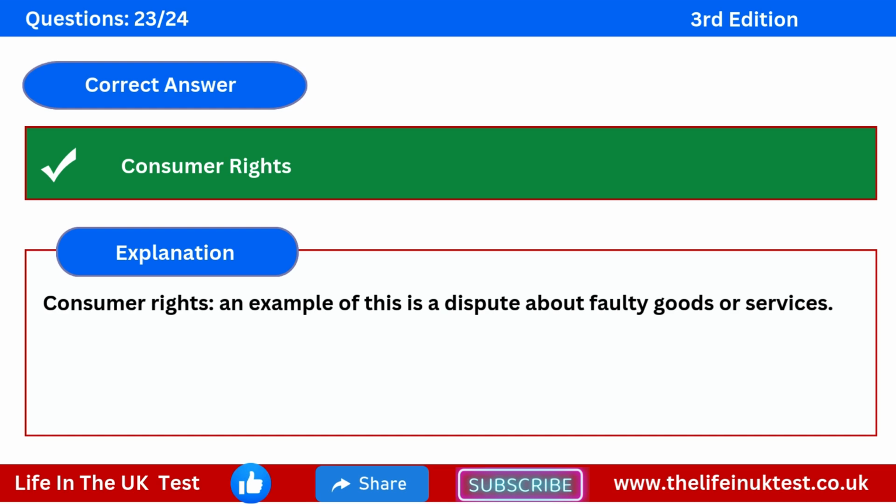The correct answer is consumer rights. Explanation: consumer rights. An example of this is a dispute about faulty goods or services.